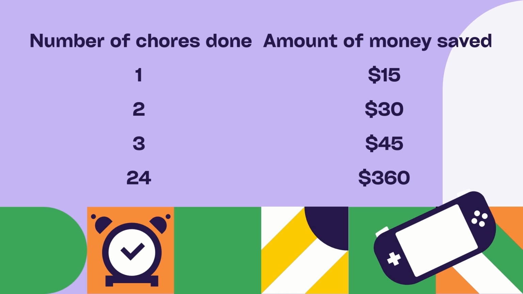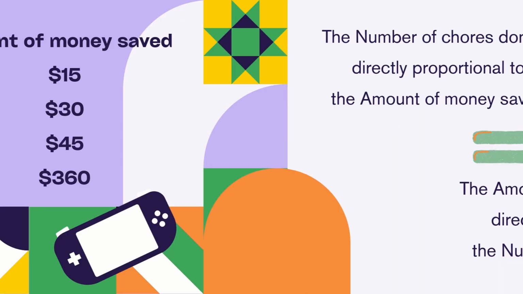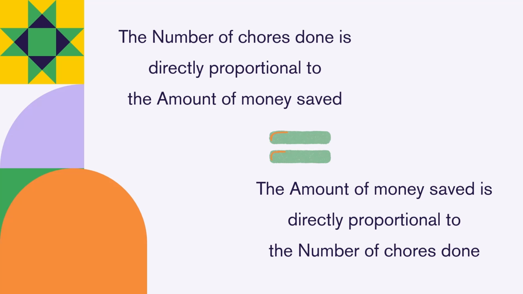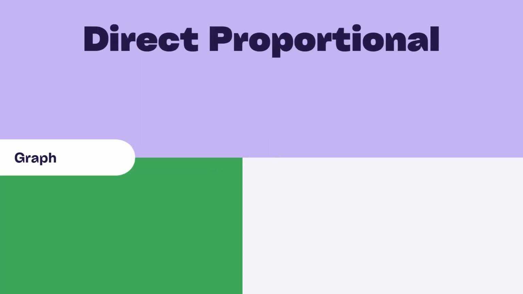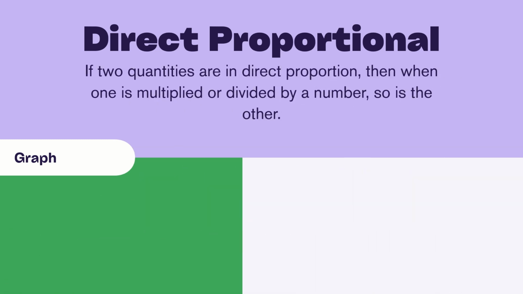When two things are related in this way, we say they are directly proportional. So for this one, we could say the number of chores done is directly proportional to the amount of money saved. This also applies the other way around. The amount of money saved is directly proportional to the number of chores done. We can conclude that if two quantities are in direct proportion, then when one is multiplied or divided by a number, so is the other.